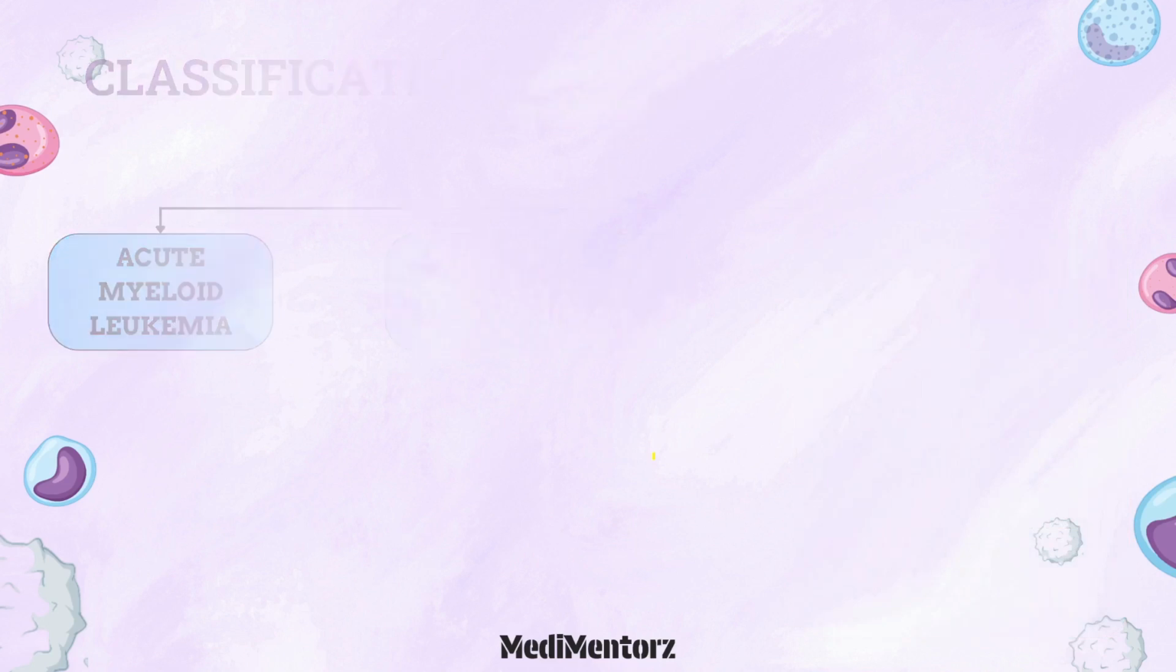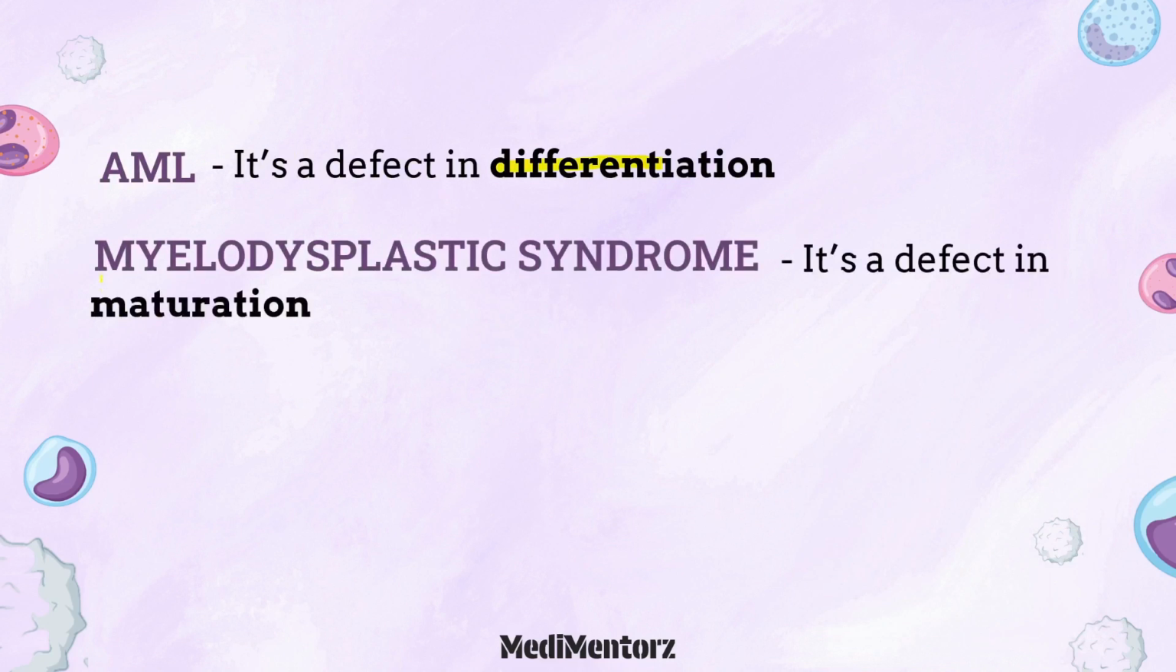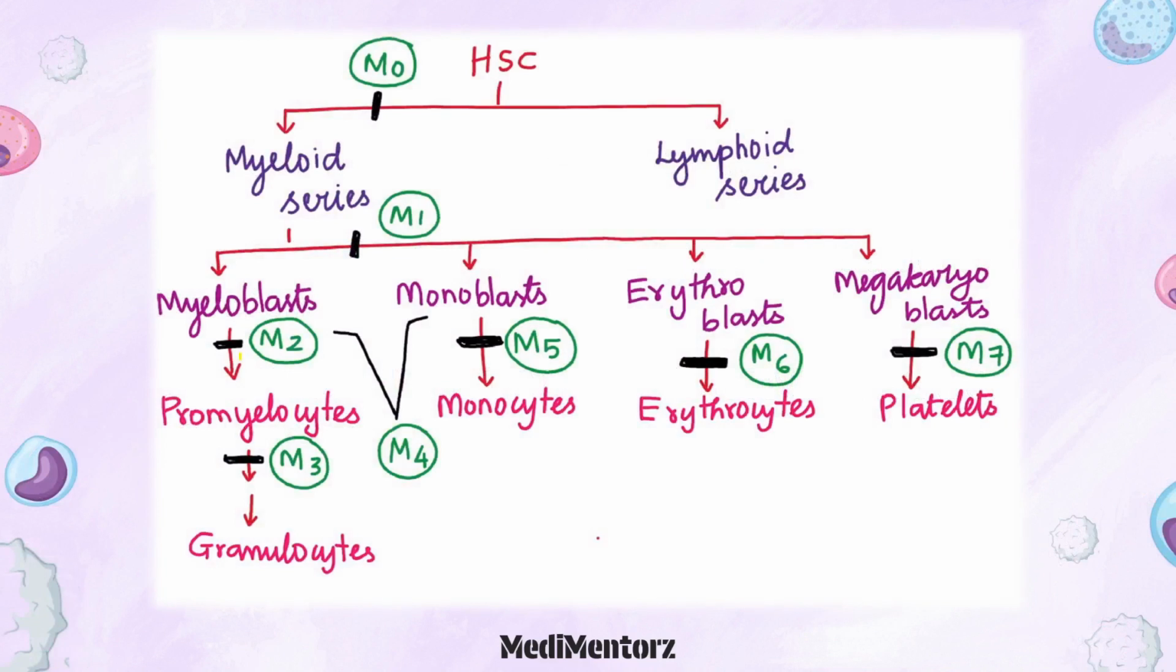With regards to the definition of each of the disorders, AML is the defect in differentiation, myelodysplastic syndrome is the defect in maturation, which is M for M, and myeloproliferative syndrome is the defect in proliferation. Next, with regards to the classification of AML, it is broadly divided into four groups: the AML with genetic aberration, AML associated with therapy, AML with MDS-like features, and finally AML not otherwise specified, which is further classified into seven major groups: M0 to M7.